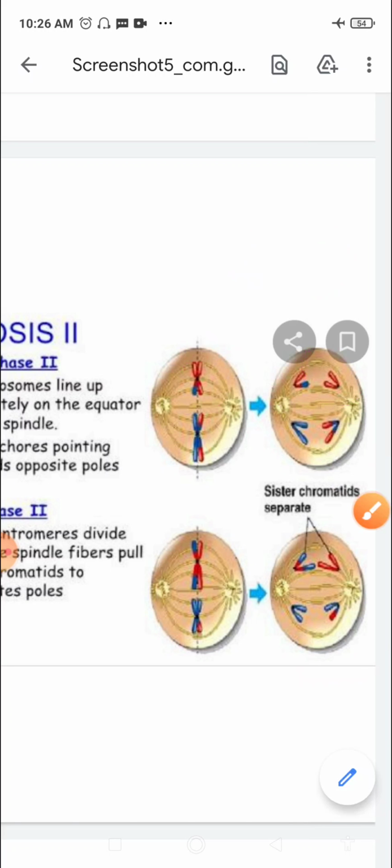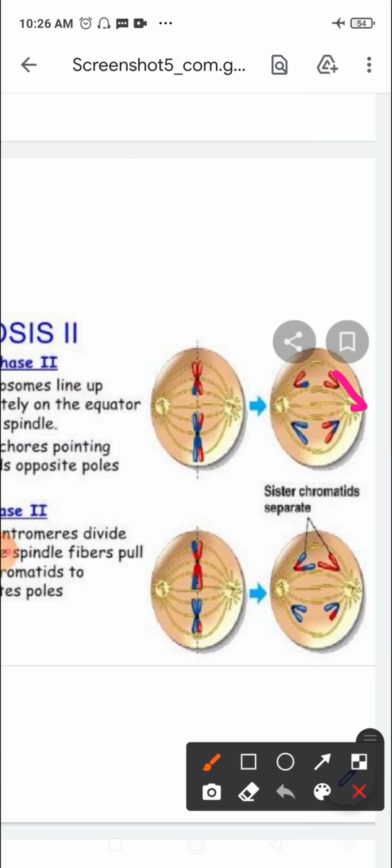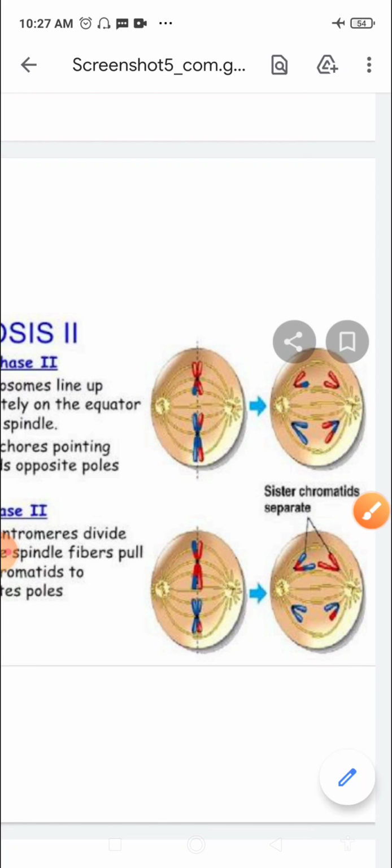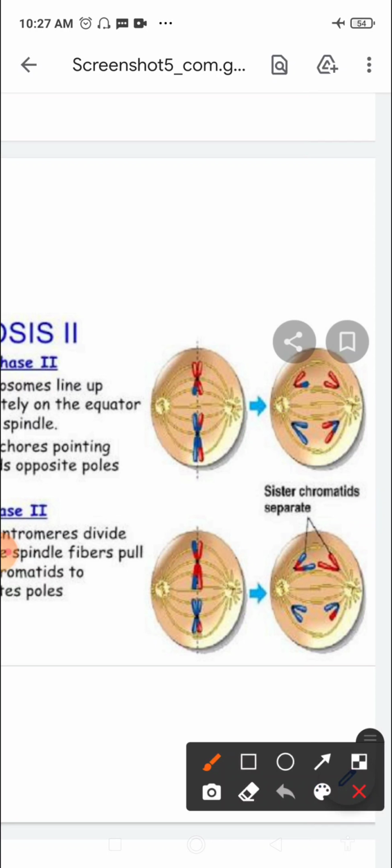You can see they are moving apart and they are coming towards the opposite poles, right? Similarly here also they are moving apart and coming to the opposite poles, right? They are being pulled. How are they moving? It is because of the spindle fibers. If you look at the central region of the spindle fibers, you will see that the spindle fibers are breaking, or they are contracting, right? And they are moving towards the pole.